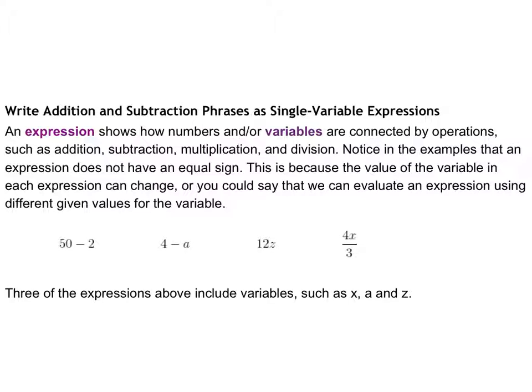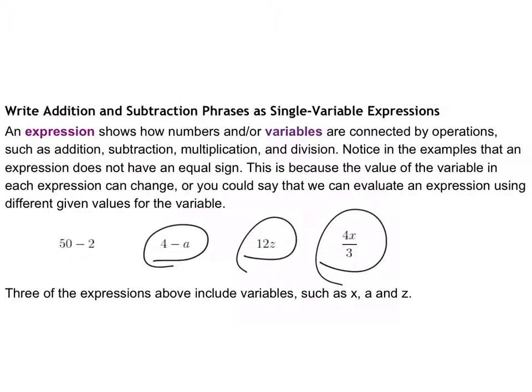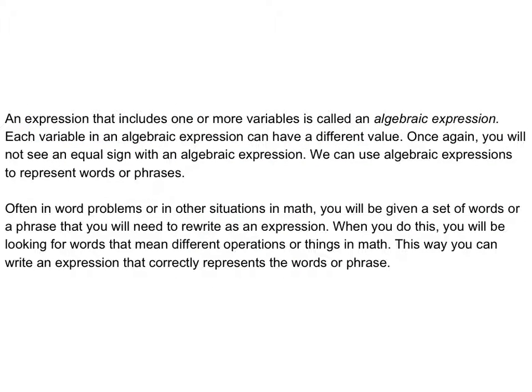So 3 of the expressions above include variables, such as x, a, and z. So we've got 50 minus x, 4 minus a, 12z, and 4x over 3. So these 3 all use variables. This one doesn't. So it doesn't necessarily have to have them, but it can. An expression that includes one or more variables is called an algebraic expression. Each variable in the algebraic expression can have a different value. Once again, you will not see an equal sign with an algebraic expression.